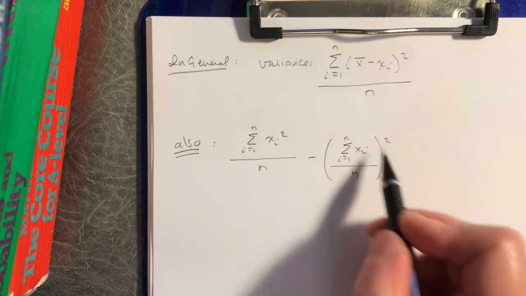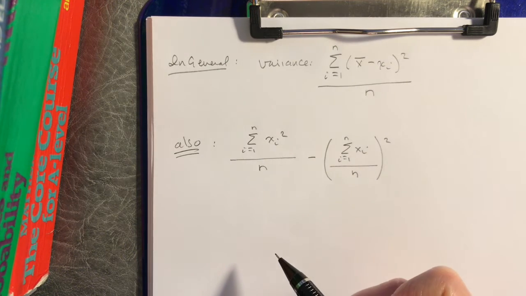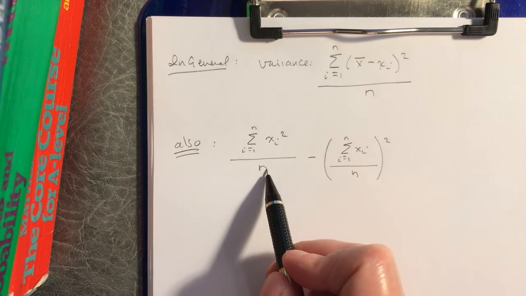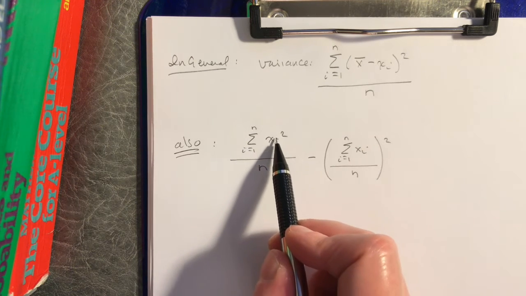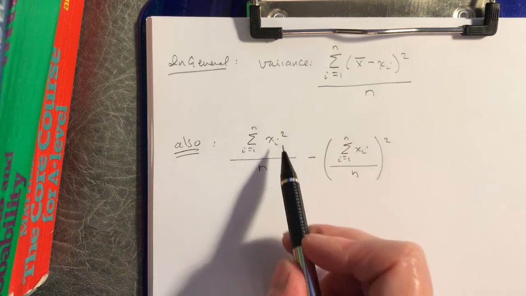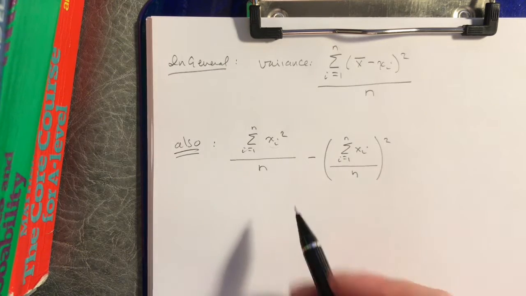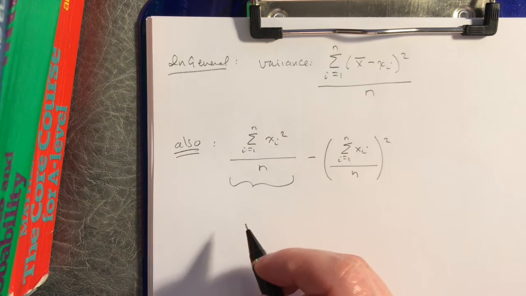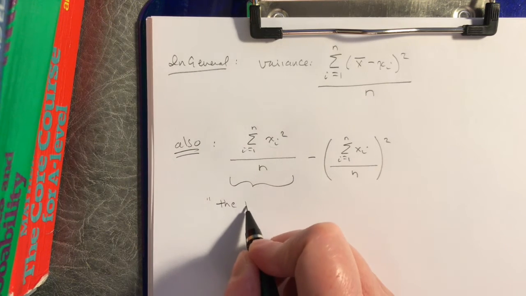Okay, so what this is saying is, divide by n, we're taking a mean. We're adding up our data points squared. So you take each of your data points and you square them, then you add all that up, then you divide by how many you have. So this portion is the mean of the squares.